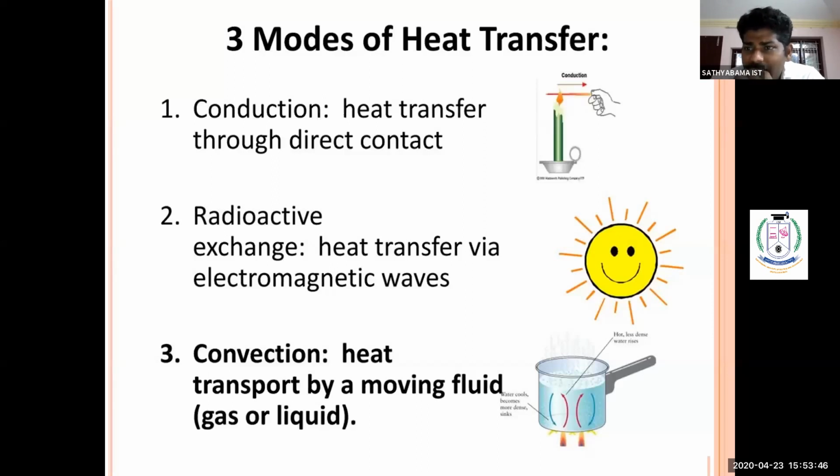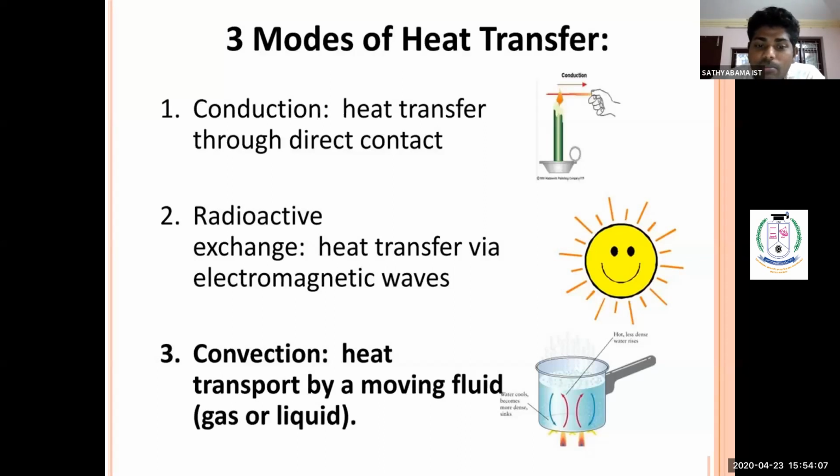See, in conduction there is some medium. Medium means solid material. It is a type of medium through which we transfer the heat. But in radiation, what will happen? There is no medium. The heat is transferred to us directly. That's why I have mentioned heat transfer via electromagnetic waves. The best example is sunlight. And the next one, convection.